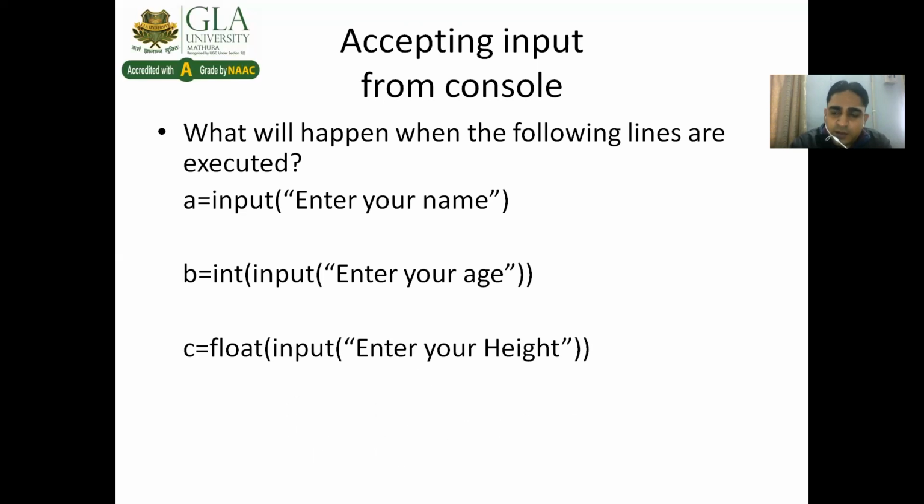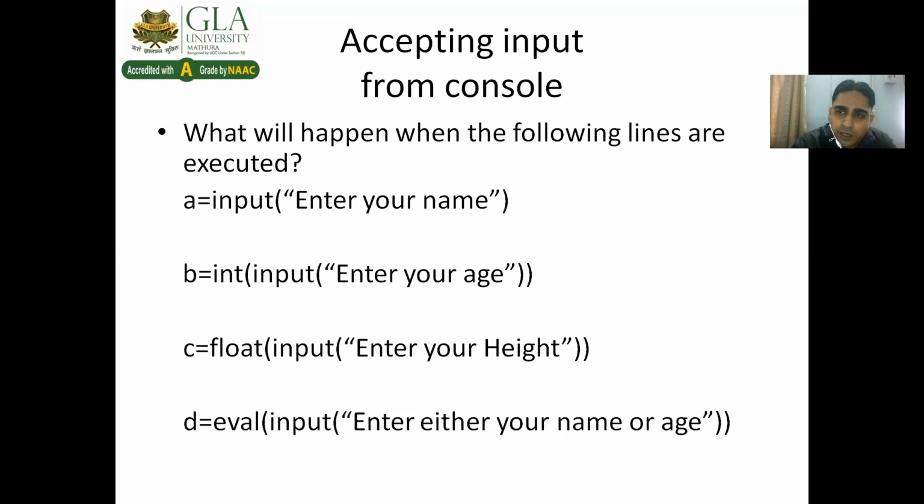Then height is actually a float value, so it must be converted to float in the same manner. And if you do not know the data type of the value that the user is going to enter, then you have to use the inbuilt function eval. What eval does is evaluate what data type value you have actually entered, and if it can be converted into any new data type, it will be converted, and so on. Like enter either your name or age. If you are entering your name, then it will be taken as string only, but if you are entering your age, then that will be converted into integer, and then the value will be stored in d, right? So eval is a much better approach as compared to int, float, and bool.